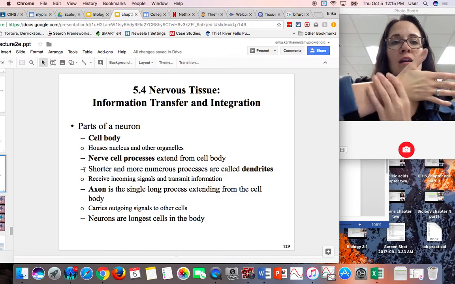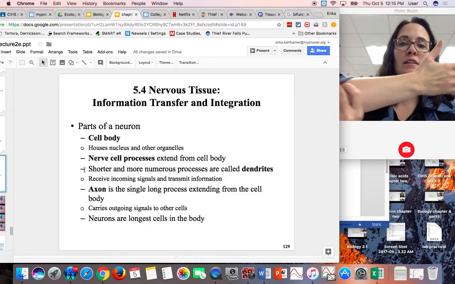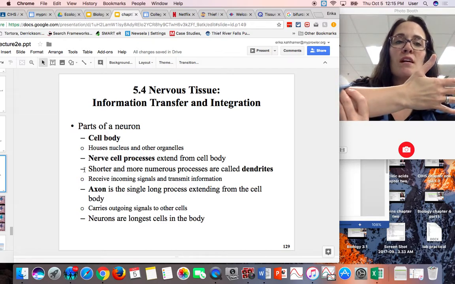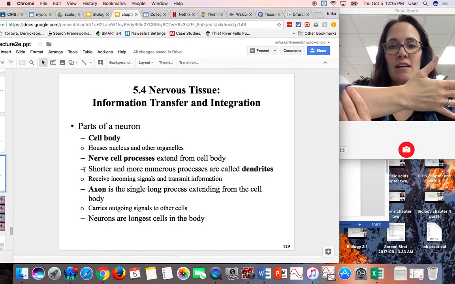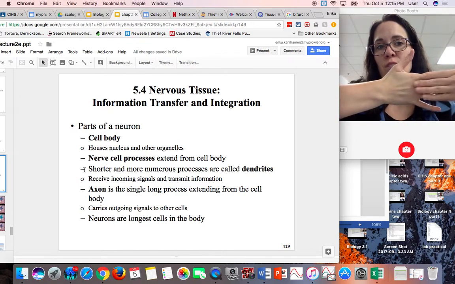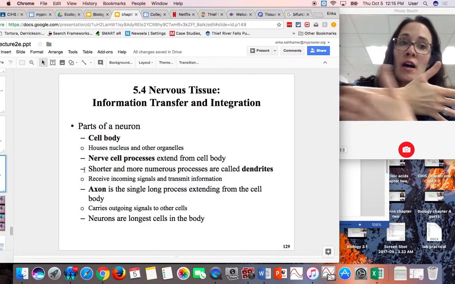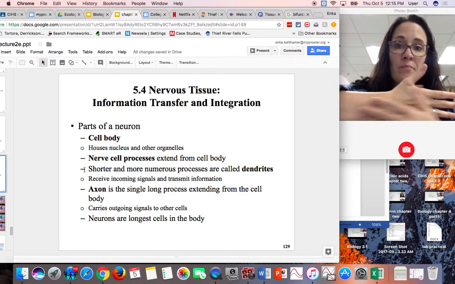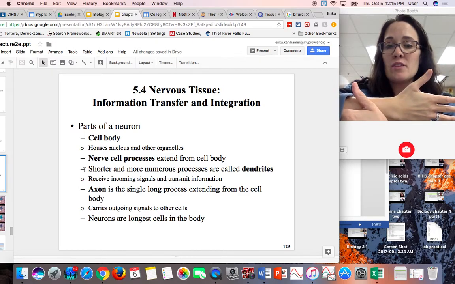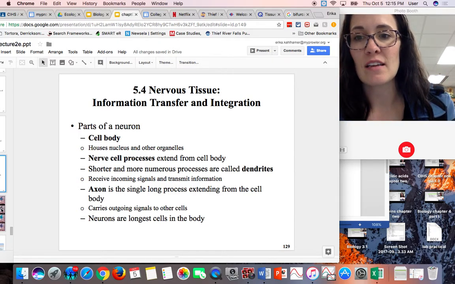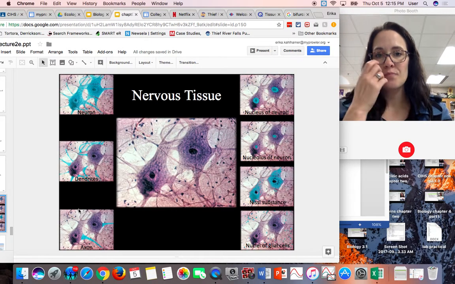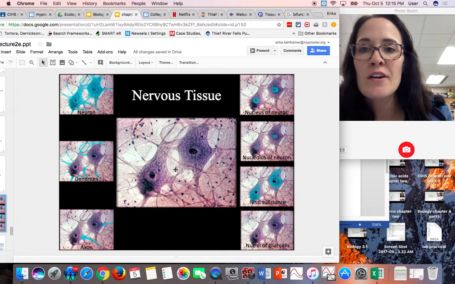to the cell body. The elongated single long process that comes off the neuron, in my case the forearm, is called the axon, and it will carry that message that has been received out to other neurons or to a muscle cell, just depending on the situation. Neurons are the longest cells in the body. Some are crazy long.